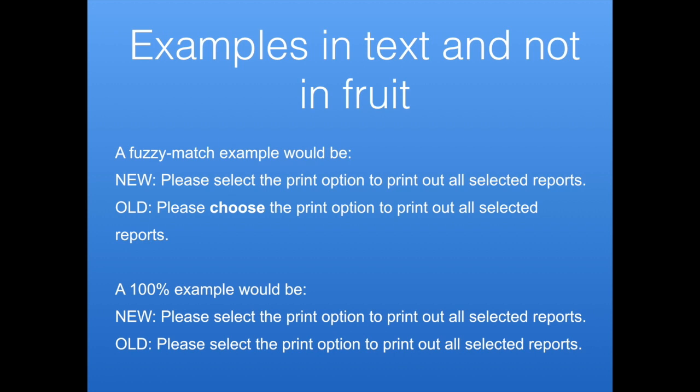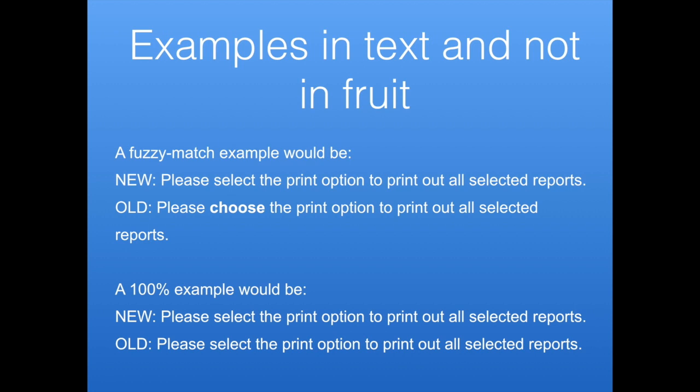So here's an example using text. A fuzzy match would be something like, you see these two sentences are very similar. Please select the print option to print out all the selected reports. The only difference is someone came along and changed select to choose. And then of course below you see 100% match, which is the same exact sentence repeated.